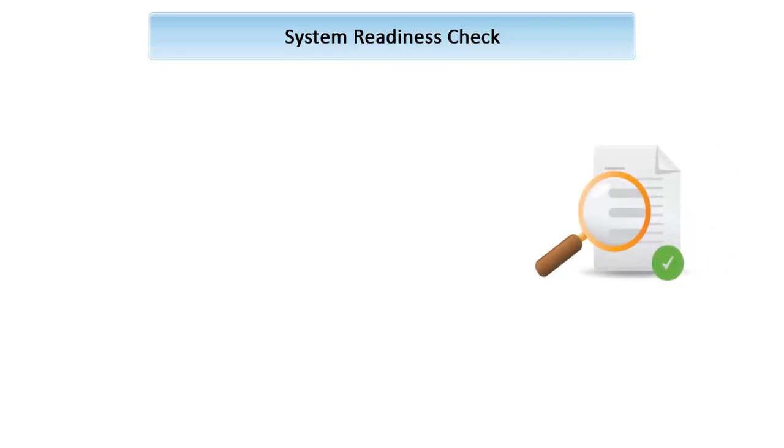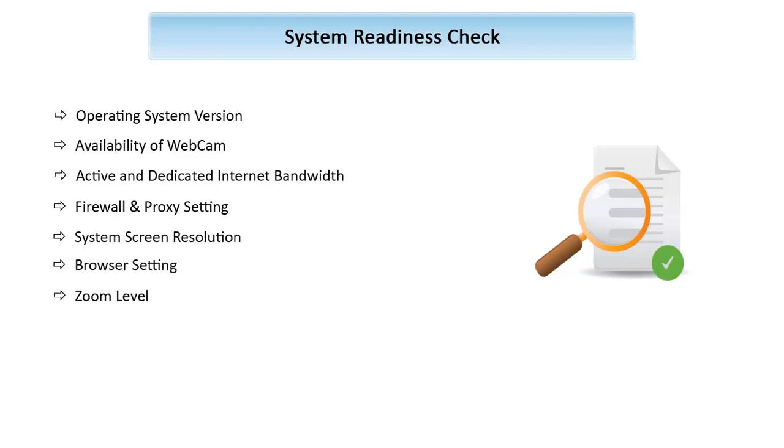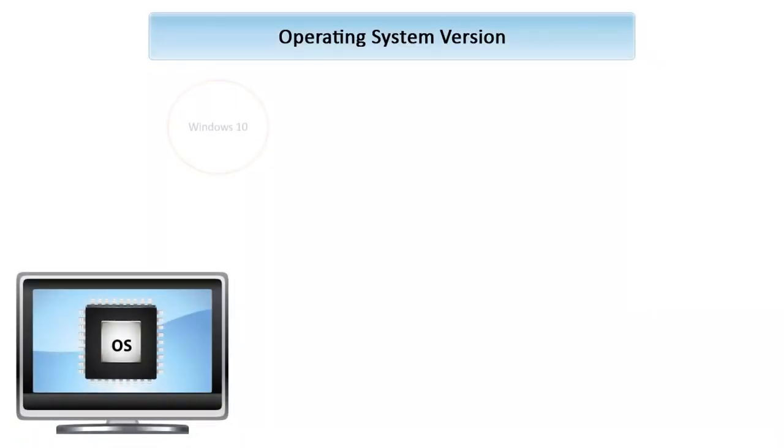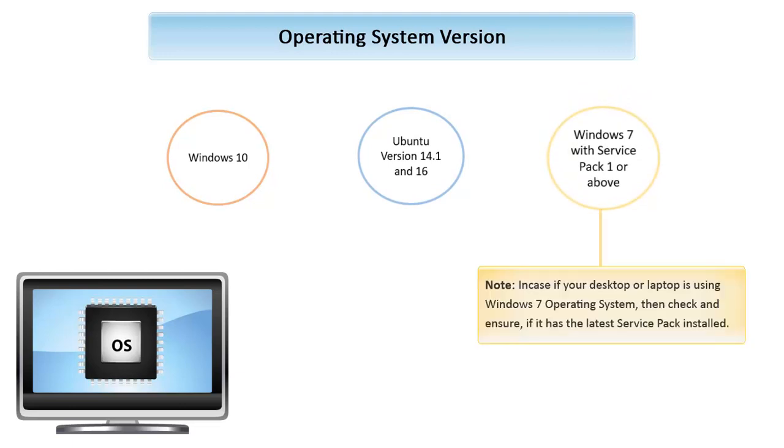System readiness check. The candidate's desktop or laptop system being used should meet some basic requirements in order to take the internet-based assessment. In upcoming slides, we will take a look at each of these parameters one by one. Your operating system version must be any one of the following. In case your desktop or laptop is using Windows 7 operating system, then check and ensure it has the latest service pack installed.